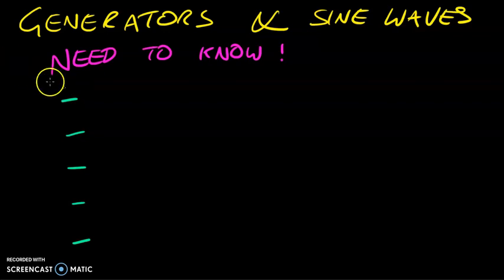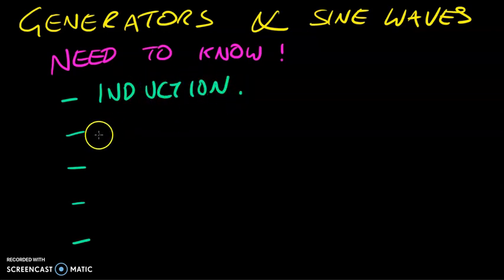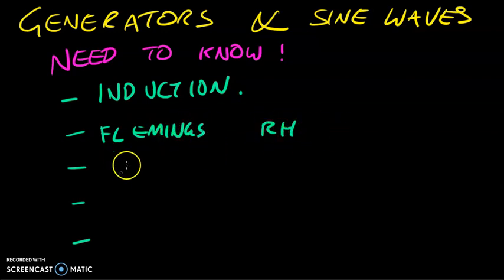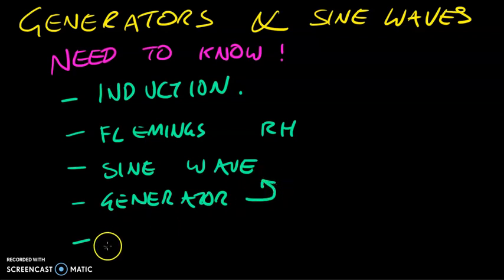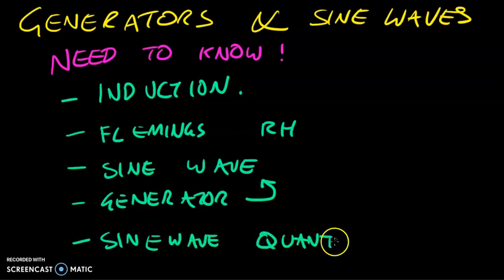Right guys, so for your exam on the subject of generators and sine waves, these are the key things you need to know. You need to know the laws of electrical induction, Fleming's right-hand rule, and how a sine wave is plotted. You need to know how a generator works to generate electricity to produce the sine wave, and you also need to know your sine wave quantities, your sinusoidal quantities.